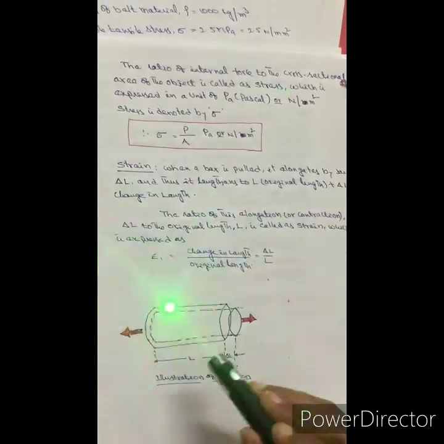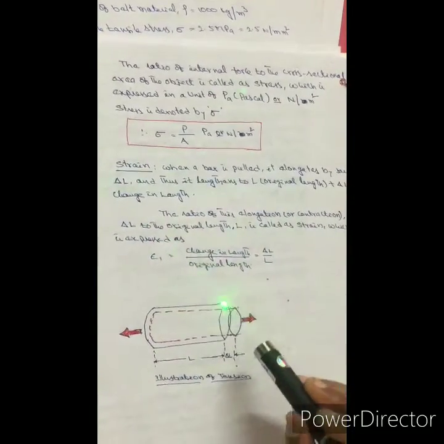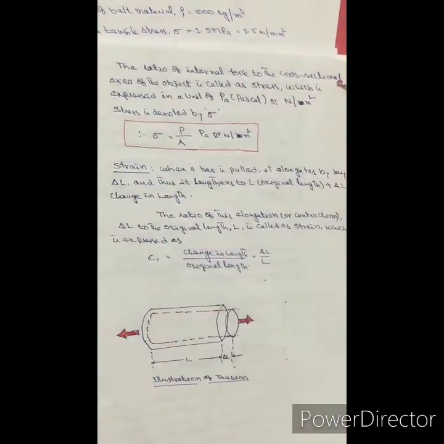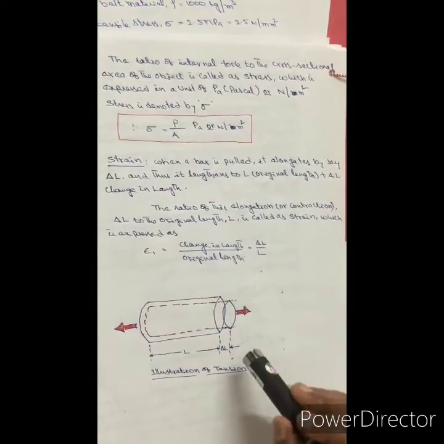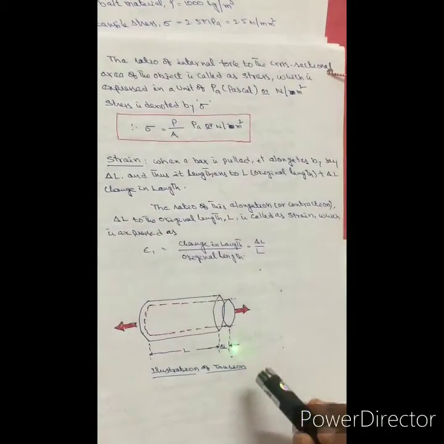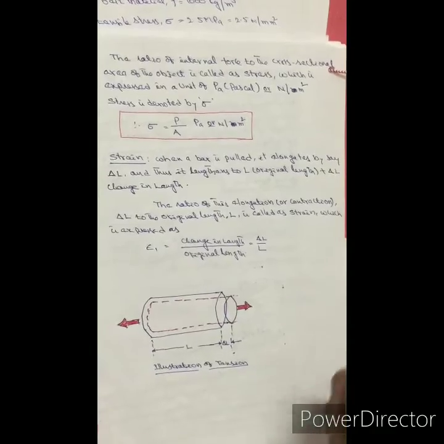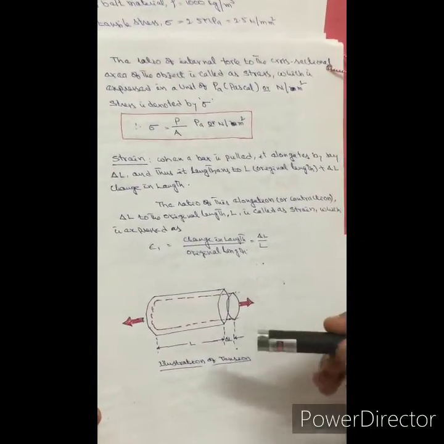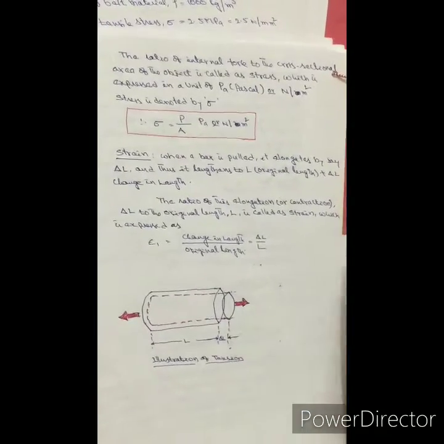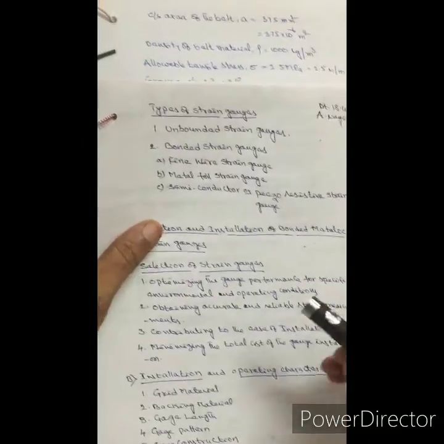Now I am going to show this strain. See that the original body is shown, and the dotted lines show the deformed body. So L is the original body length and delta L is the change in length. To understand this, I have shown that figure. See that properly.